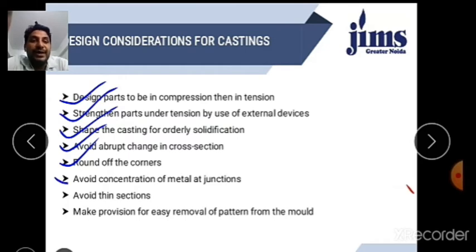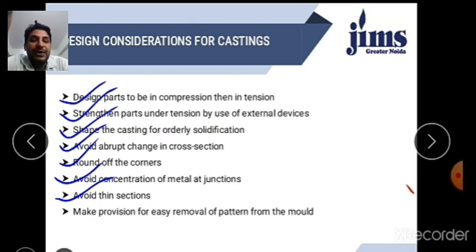Next one is avoid concentration of metal at junctions. Suppose there are some junctions where metal is to be fused, and you should avoid extra metal there. Otherwise, it also leads to stress concentration and bulkiness to the component. That should be avoided. Next point is avoid thin sections. While you are designing a product for casting methods, you should avoid thin sections because they will be weaker in any case.